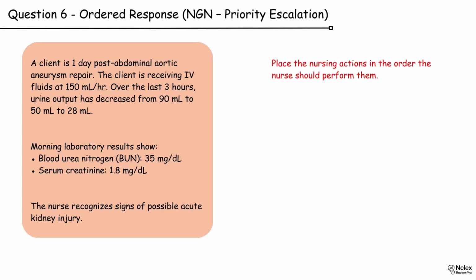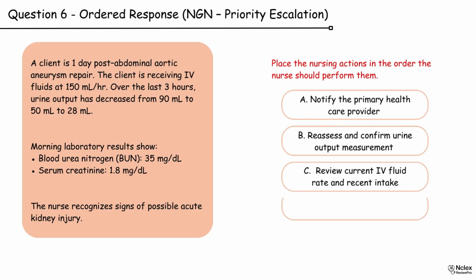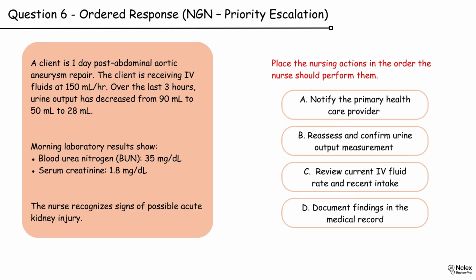Now place the nursing actions in the order the nurse should perform them. Here are the actions. Notify the primary healthcare provider. Reassess and confirm urine output measurement. Review the current intravenous fluid rate and recent intake. Document findings in the medical record. Take a moment. Do not rush. Sequencing questions are all about safe nursing process. Pause here if you need to.